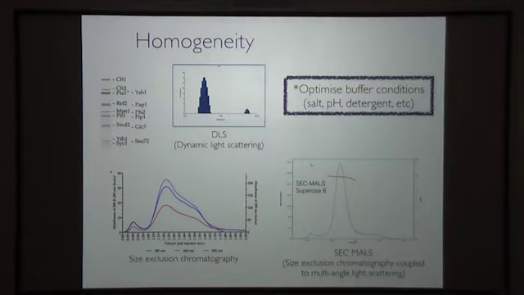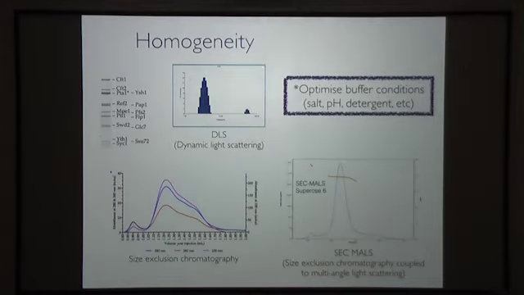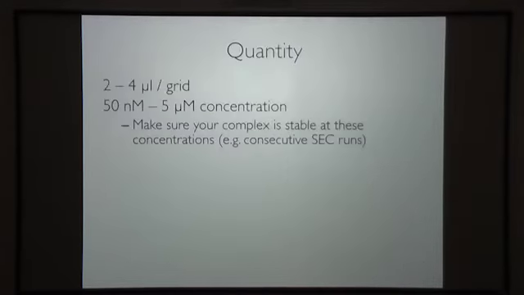We can also use dynamic light scattering, for example, to evaluate the solution characteristics. But really, we want to optimize the buffer conditions at this stage: the salt, the pH, detergents, to optimize both the biochemical activity and the homogeneity and stability of the protein complex in solution. Again, I just want to emphasize that all of these steps should be done prior to making the first EM specimen, since no reconstruction is going to be better than the preparation from which it was made.